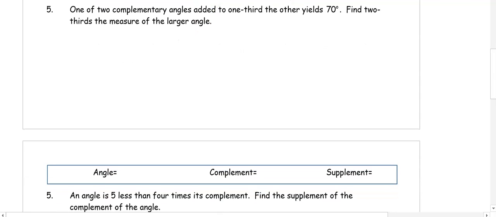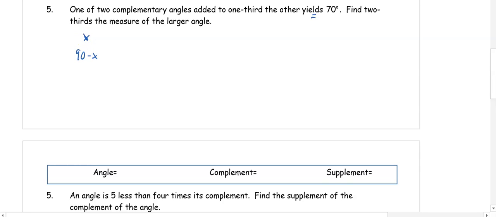So number five, one of two complementary angles added to 1/3 the other yields 70 degrees. So yields is just a fancy word for equals. Find 2/3 the measure of the larger angle. So if we don't know one angle, we call it x. The other one is 1/3 of that angle. So we have one angle that's x. We have one angle that's 90 minus x because it's a complementary angle.